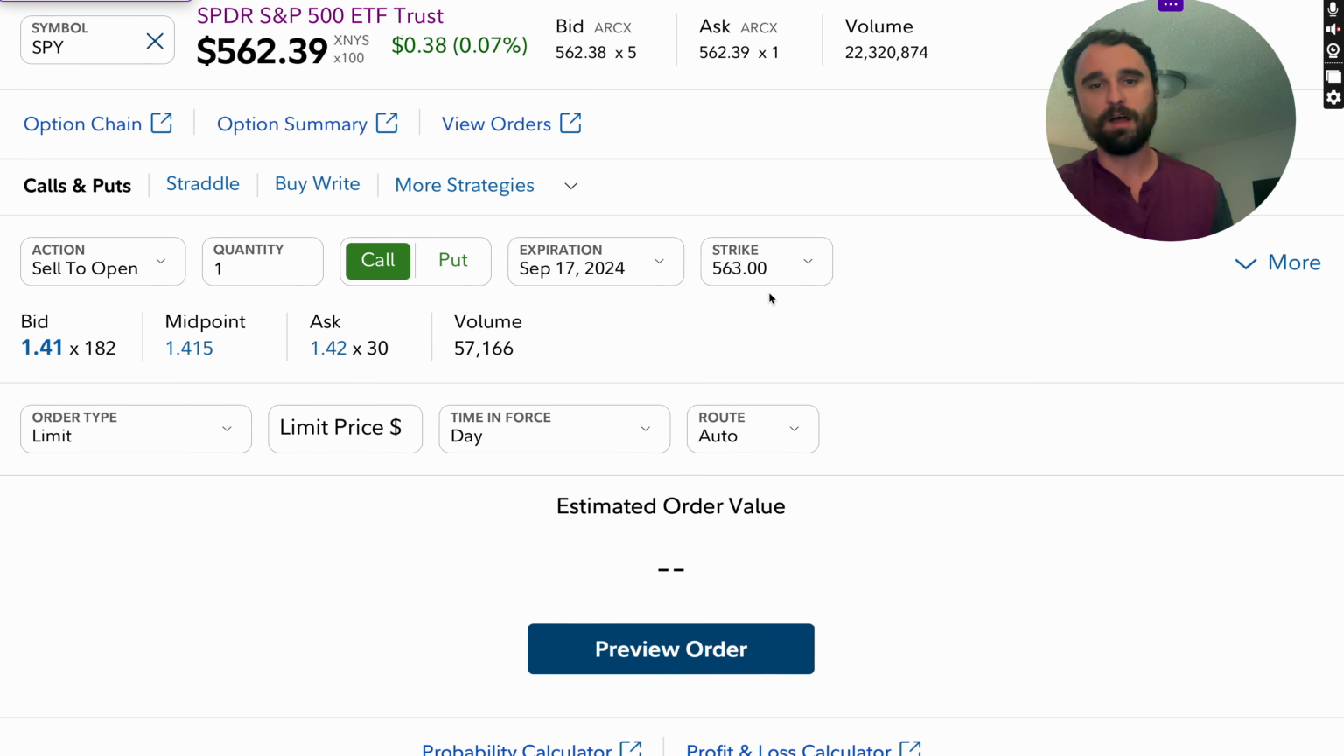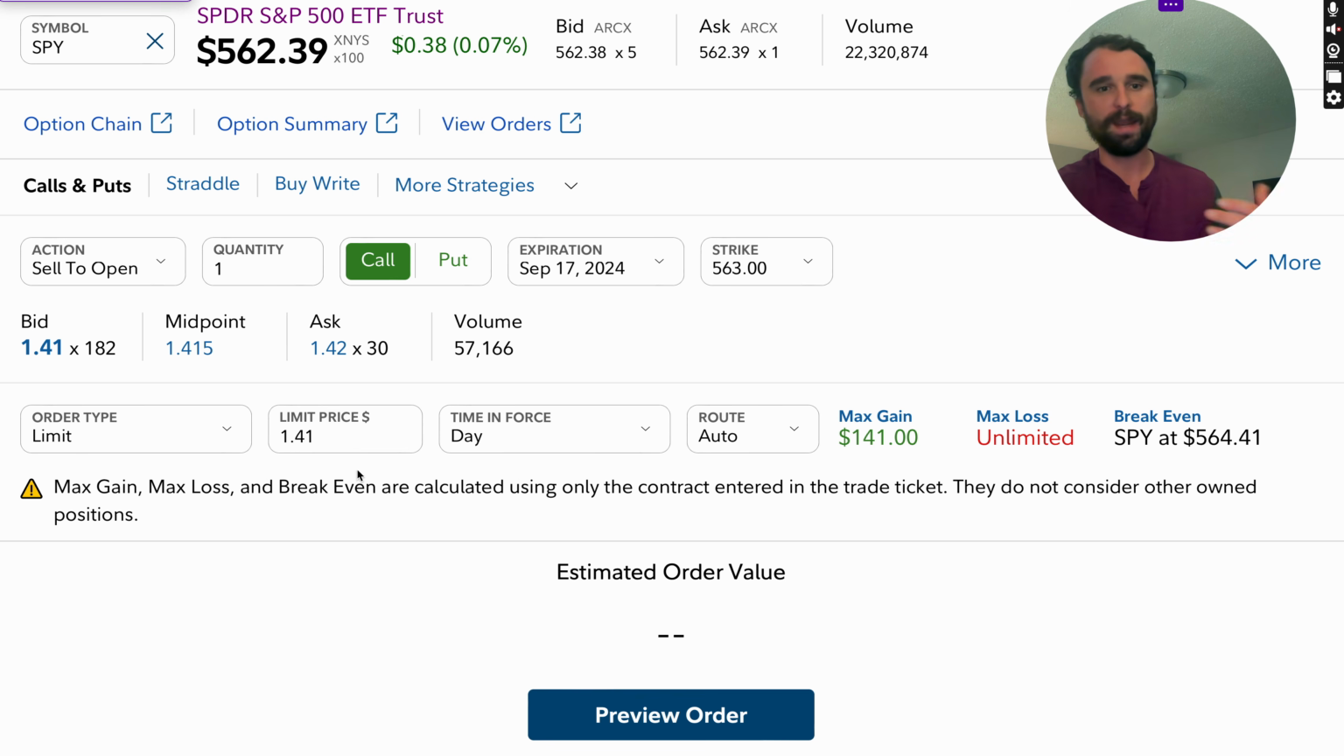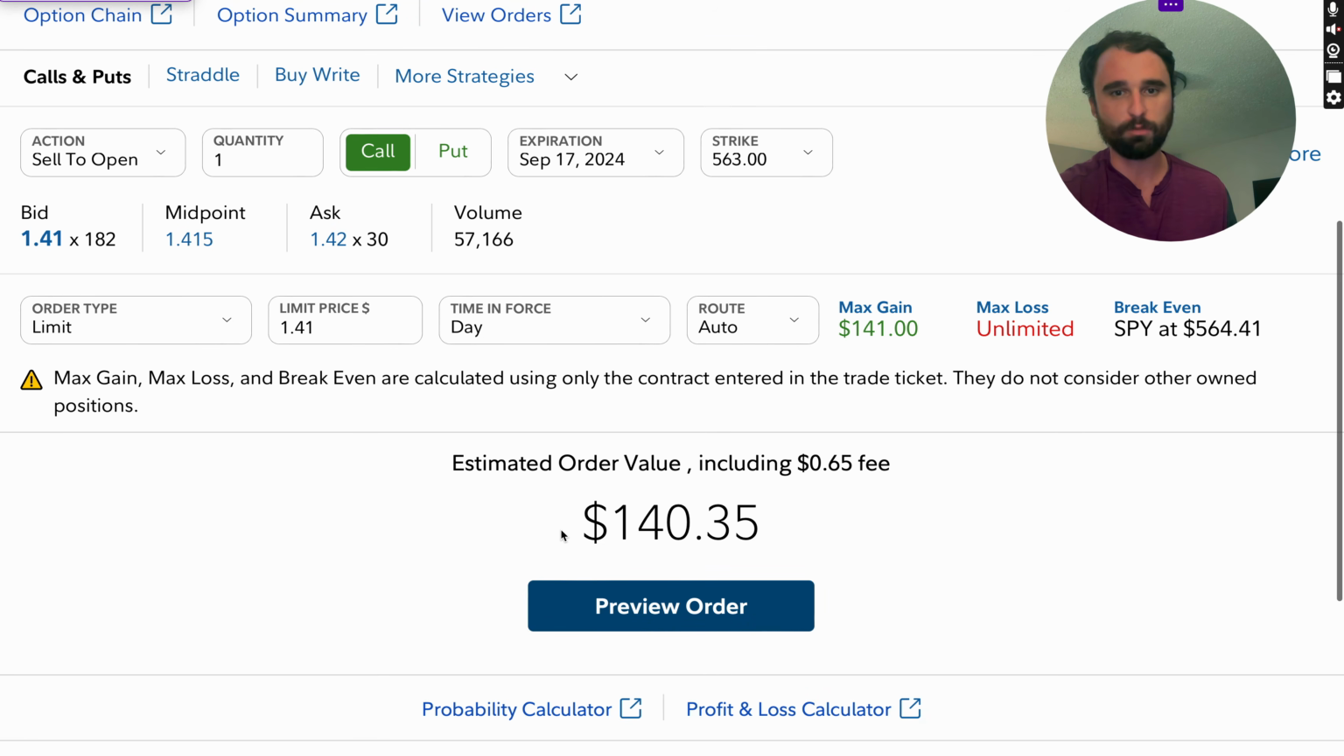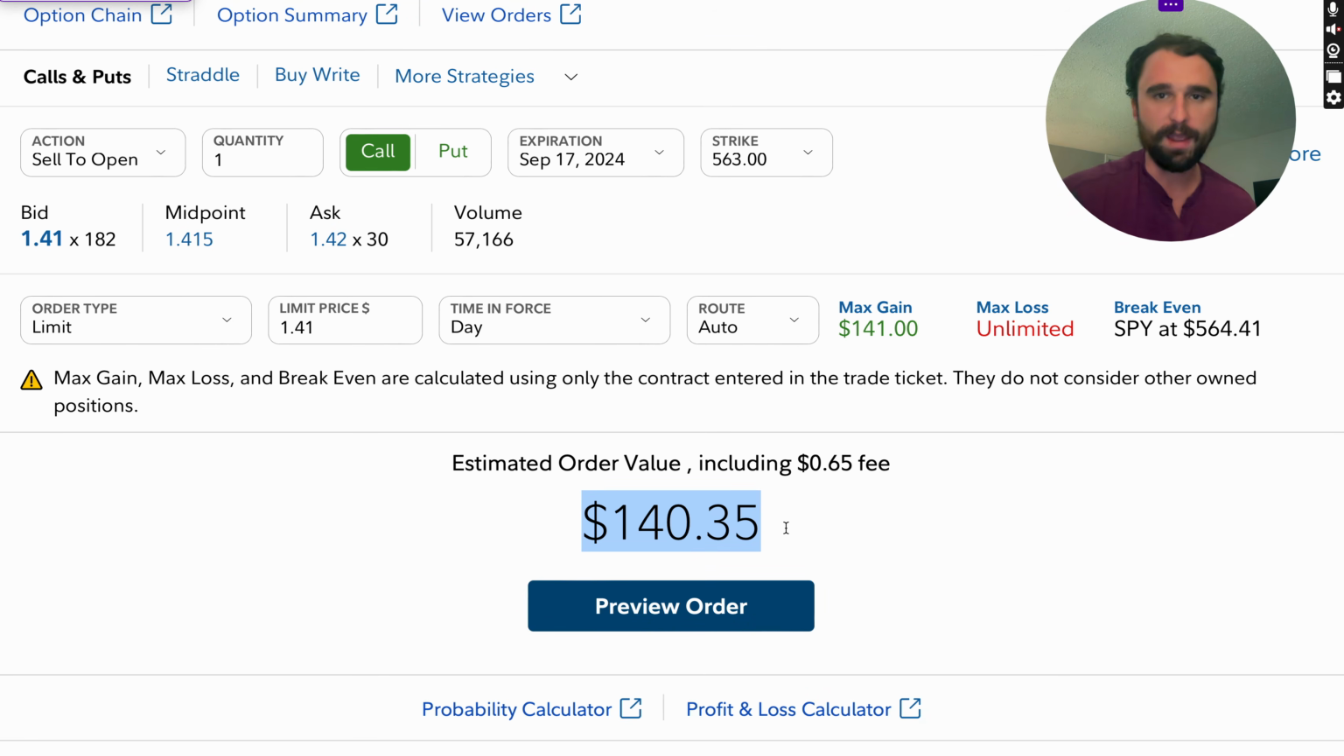Let's go ahead and sell this 563 strike option though. And as you can see, this one also expires tomorrow. So on the call side, you can see that we're collecting $140 in this case. So is it possible to make over $100 doing this every single day? Yes, absolutely. And the good thing about this strategy is you might not need as much collateral as you think.